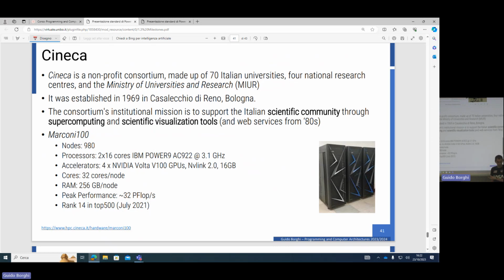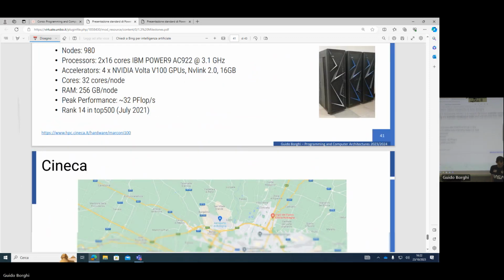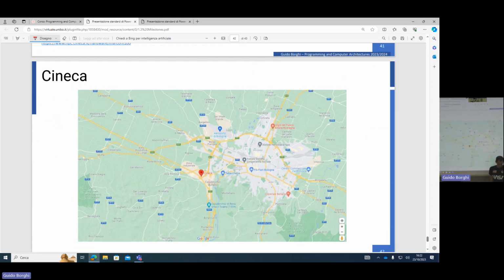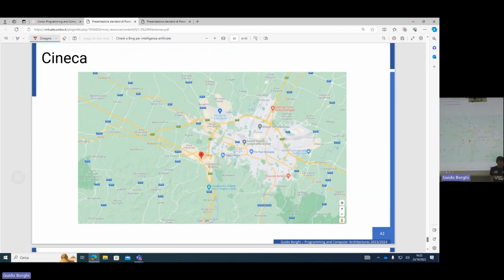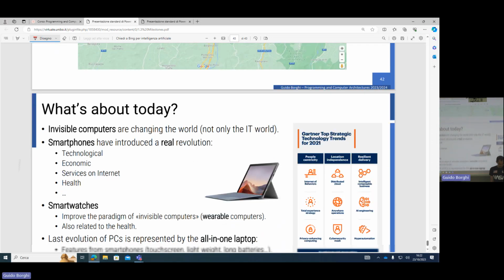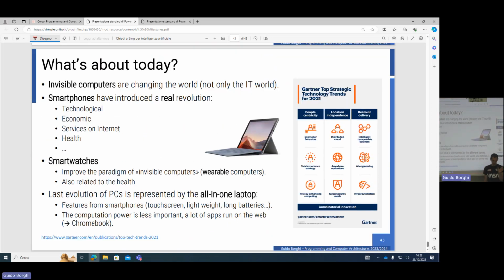Now we have Leonardo, a new machine, more powerful than Marconi 100. Here is the Google Maps showing the position of Cineca. And here the last slide about the first part of the course.